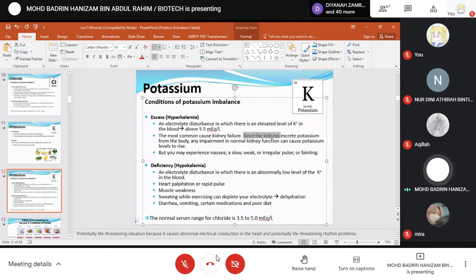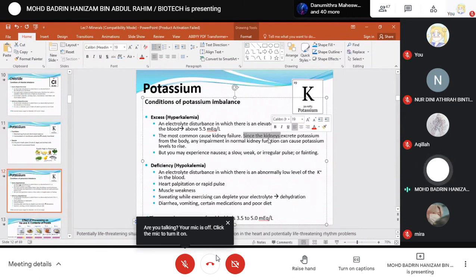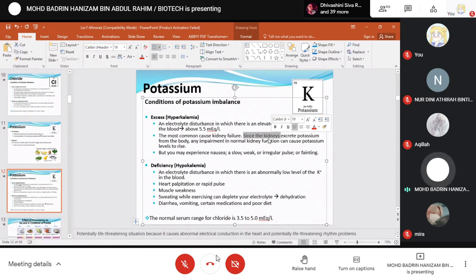Early on the symptom, you can have the trace amount of potassium in your urine. You can have elevated level of protein in your urine. This can identify the kidney disease.